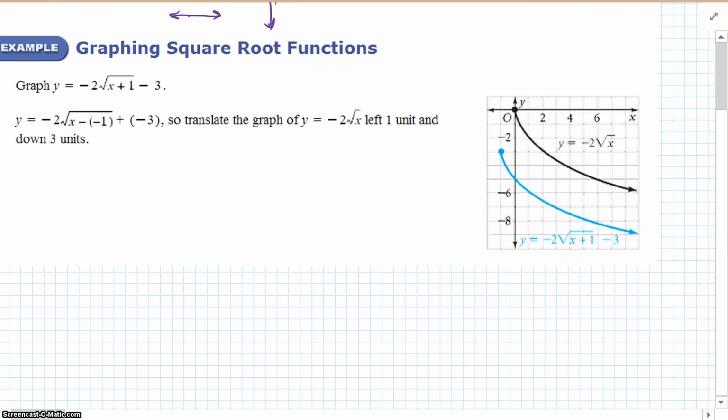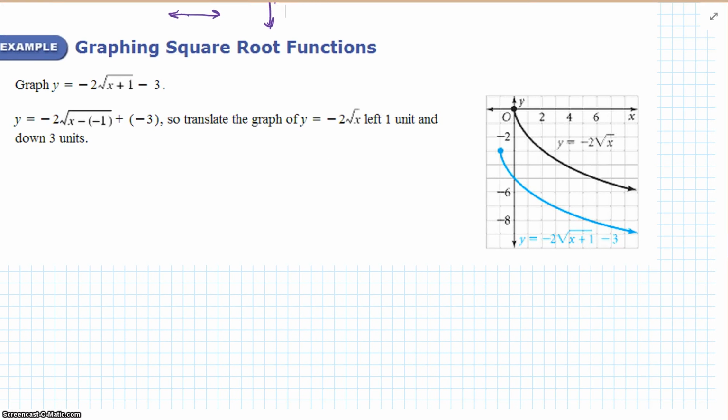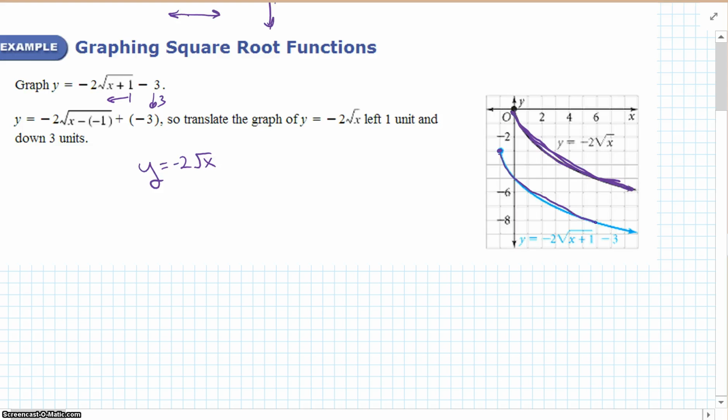So here we go, graphing a square root function. It says graph -2 times the square root of x plus 1 minus 3. So this is going to be the parent function of y equals -2 square root of x. So there's our base function, there's our parent function. And so now it's just going to translate it 3 units down and 1 unit to the left. That's going to take me to the left 1, that's going to take me down 3. And it's going to be the corresponding graph. It's going to be the exact same coordinate values. Okay?